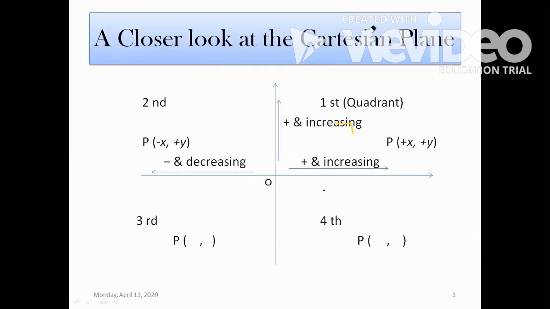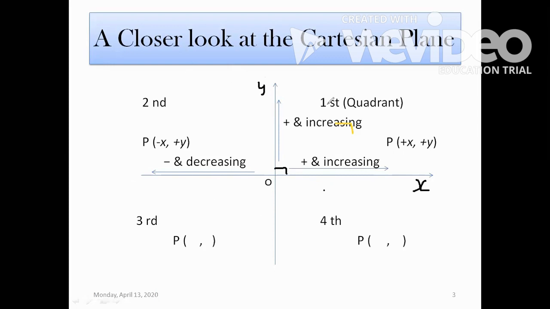Okay, let's take a closer look at the Cartesian plane. Okay, so the Cartesian plane is divided up into 4 parts, as you can see. So we have the horizontal axis called the x-axis, followed by the vertical axis or the y-axis. So what they do, they split up the Cartesian plane into 4 parts.